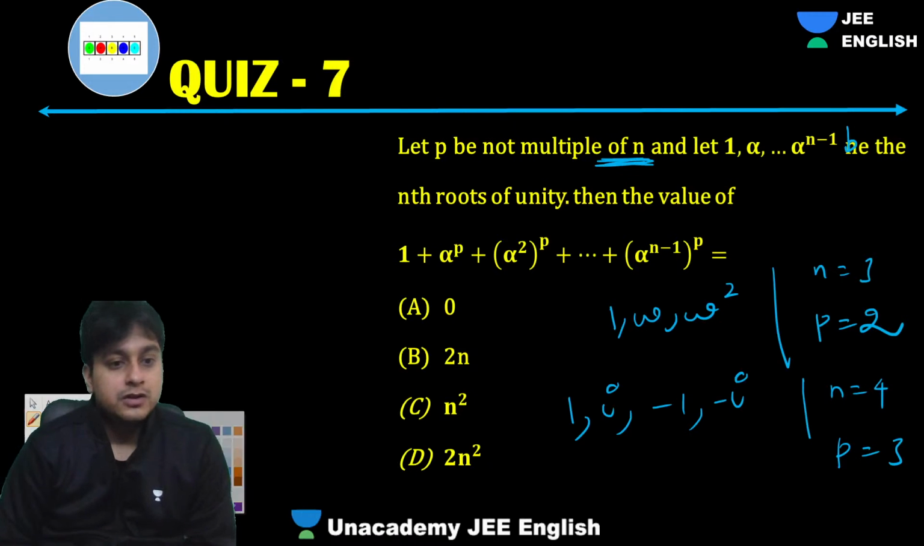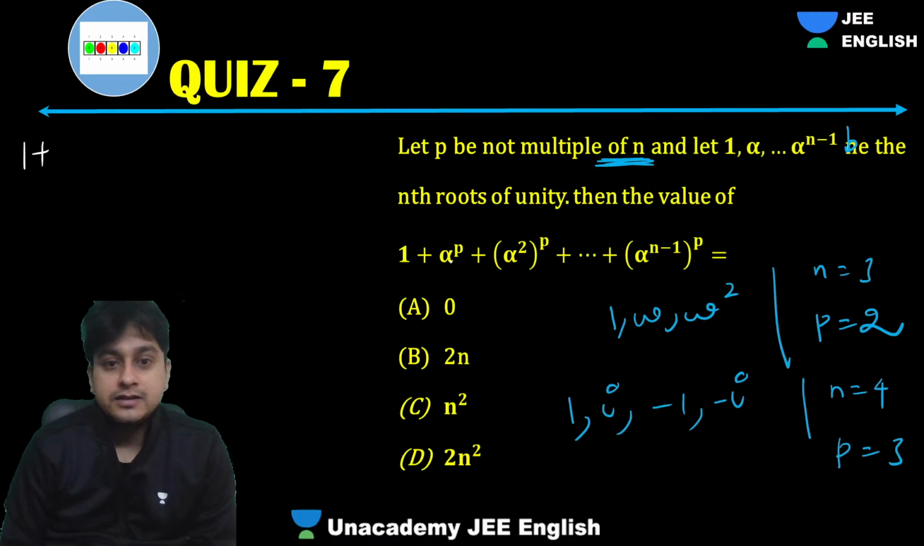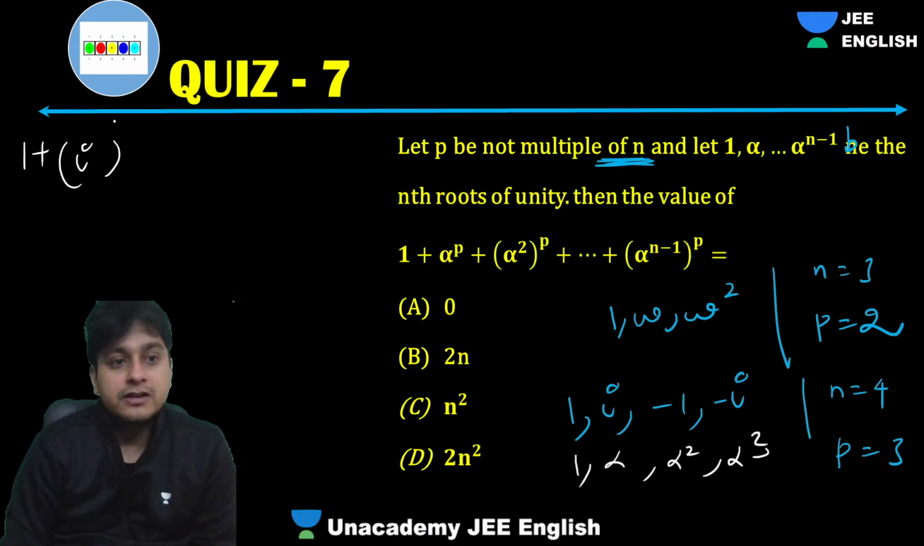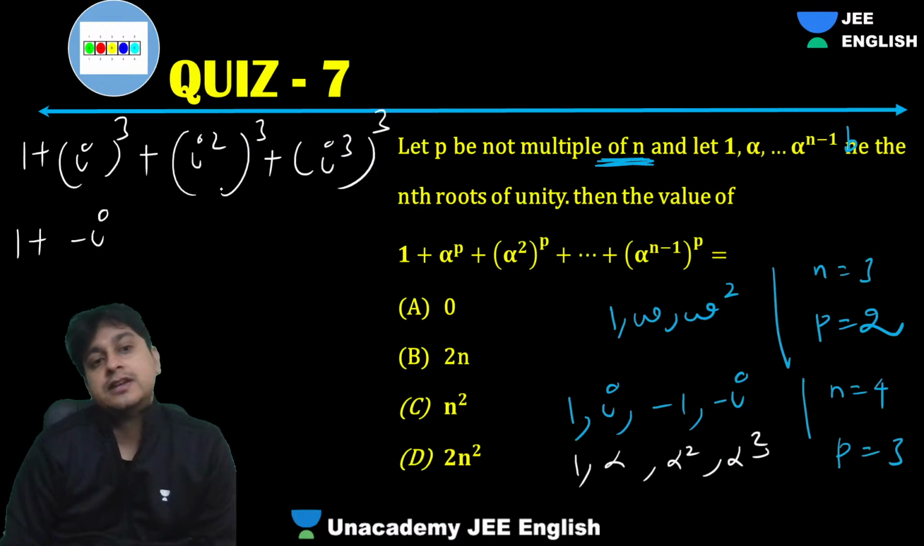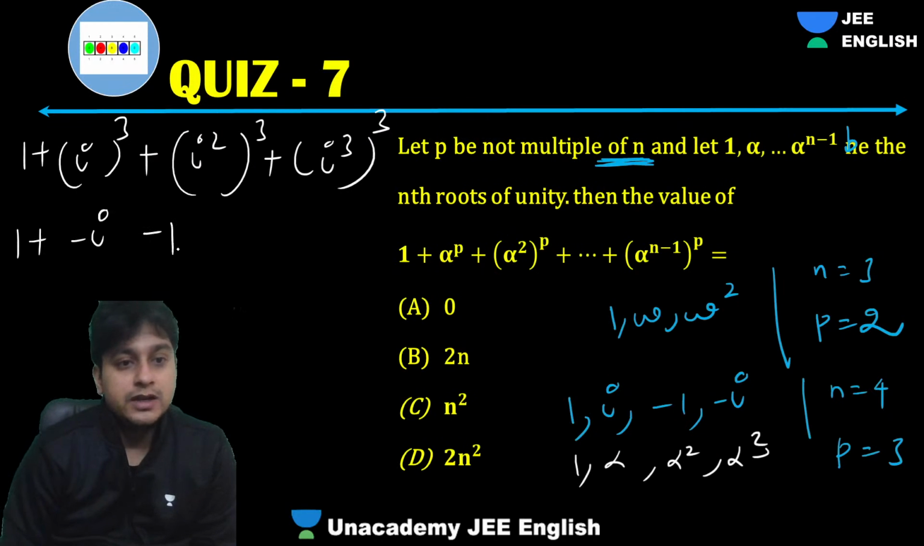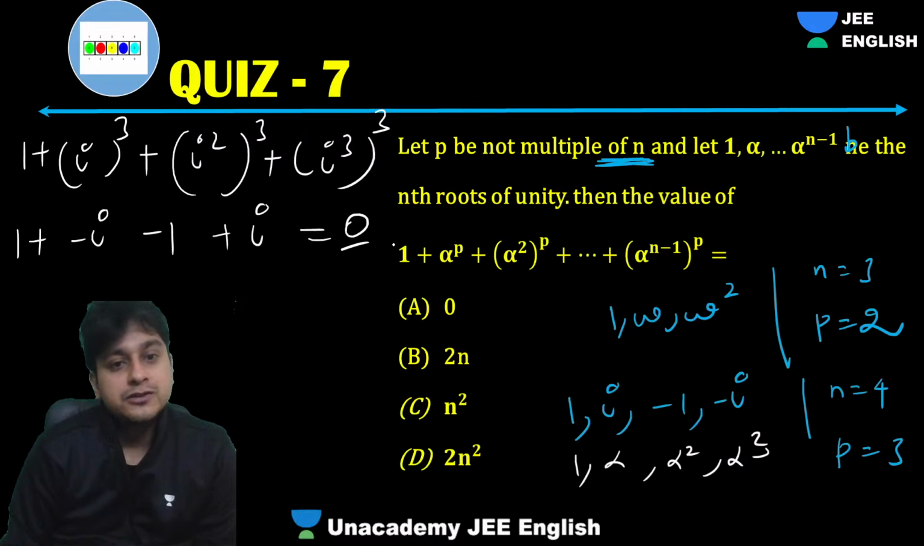So we want 1 plus alpha, this is alpha, this is alpha square, this is alpha cube. Alpha is iota. Iota power 3 plus alpha square, that is iota square power 3, plus iota cube power 3. So what are we getting? Iota cube is minus iota, and then iota power 6 will be iota square, which is minus 1. And then iota power 9 will be iota. So what are we getting, guys? 0. This will be giving us 0.